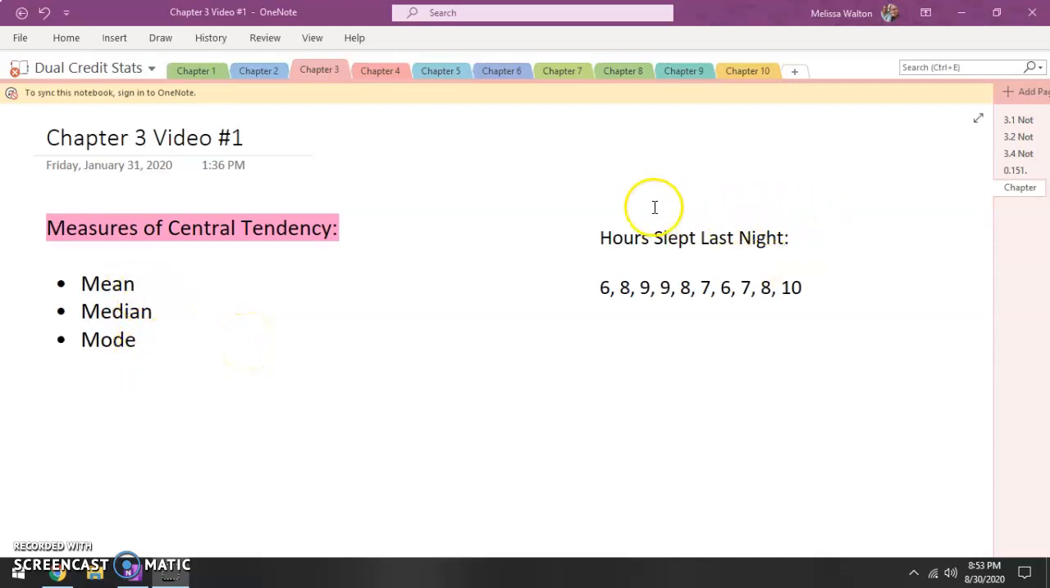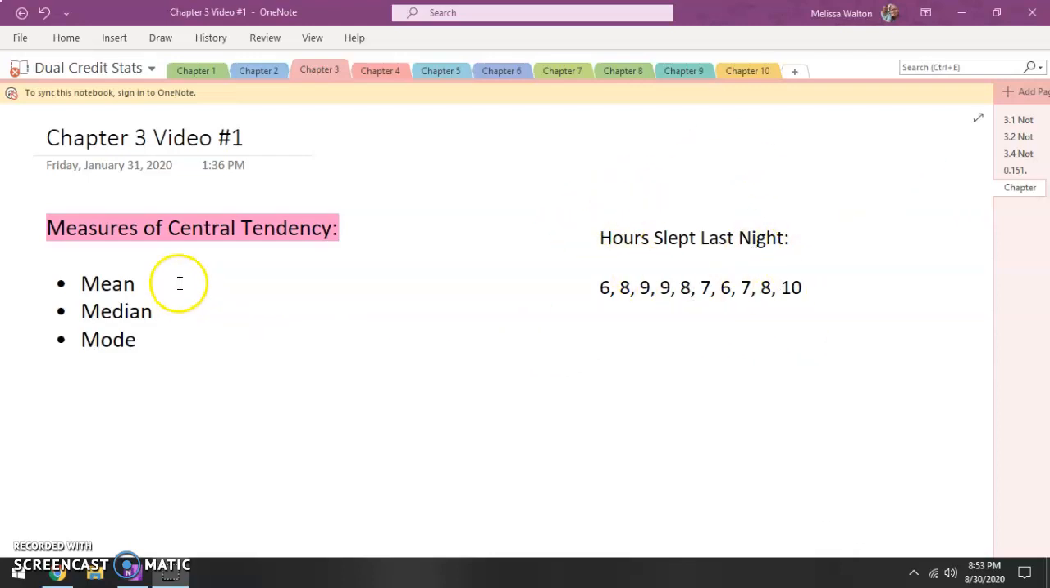So I took a sample of 10 students, 1, 2, 3, 4, 5, 6, 7, 8, 9, 10. 10 separate students and asked them, how many hours did you sleep last night? So looking at this, we have 10 different data points, and we need to figure out, okay, well, how can we describe this to others? If I wanted to say, how much do students sleep at night? We can go ahead and summarize this.